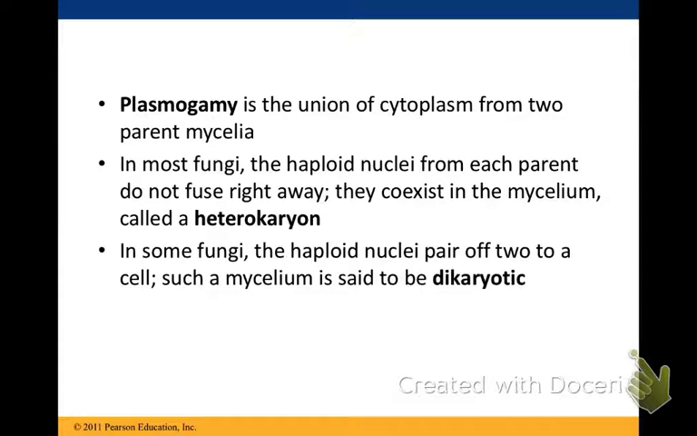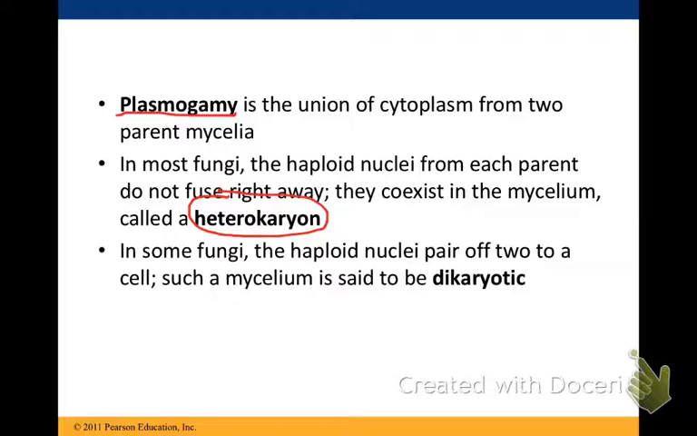Okay. There are some shared characteristics in all the life cycles of the fungi, and they involve plasmogamy, which is the union of cytoplasm from two mycelia of opposite mating type. And in most fungi, when you get a fusion of the cytoplasm of those two mating types, they will mix the different mating types in the same mycelium, and therefore we call this a heterokaryon, or different nuclei. So you have a cytoplasm that contains both plus and minus mating type.